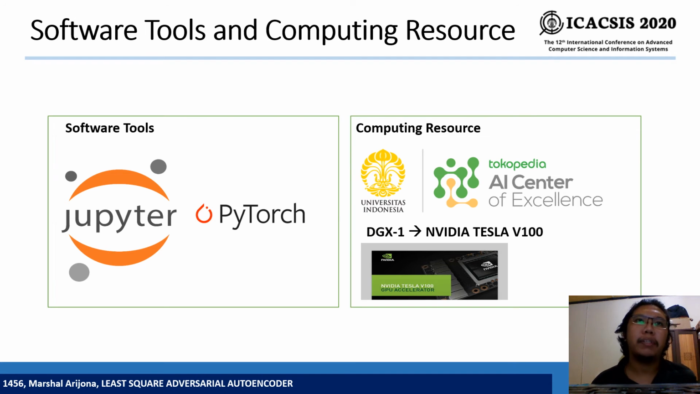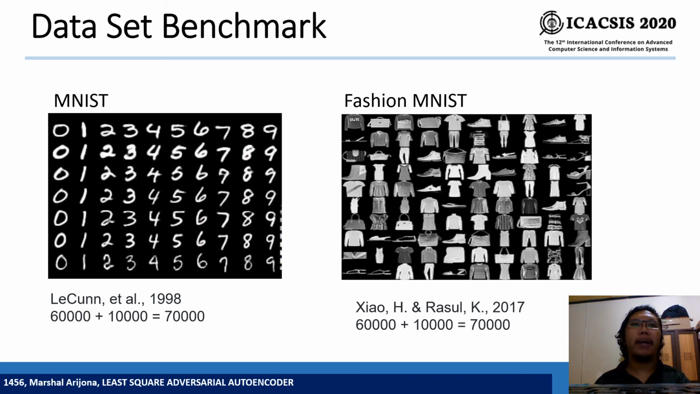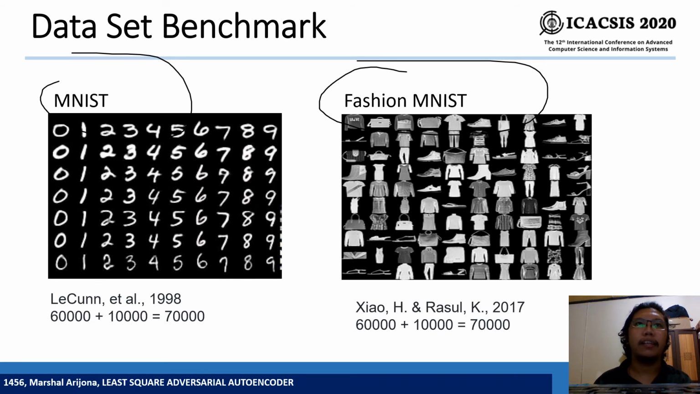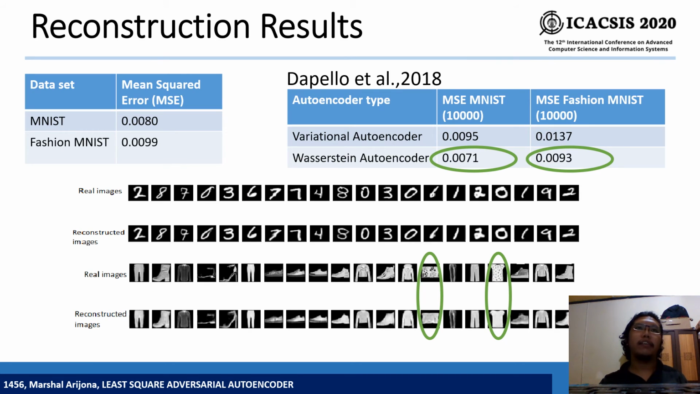So now let's jump into the experiment section. In our research, we developed a Python program to model the LSAA. For the software tools, we use PyTorch as the framework, and we executed the program on Jupyter Notebook. For the computing resource, we use DGX1, provided by Tokopedia UI AI Center. In our experiments, we use two benchmark datasets, MNIST and Fashion MNIST. MNIST is a grayscale dataset which consists of images of digits, and Fashion MNIST is also a grayscale dataset which consists of fashion items. Both consist of 70,000 data, with 60,000 used as training data and 10,000 used as test data.